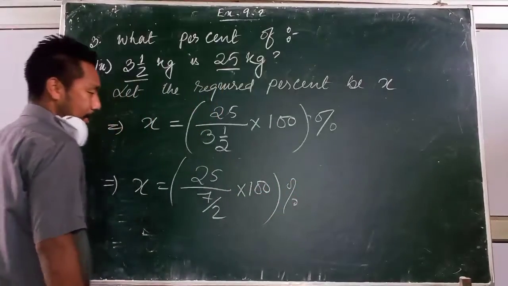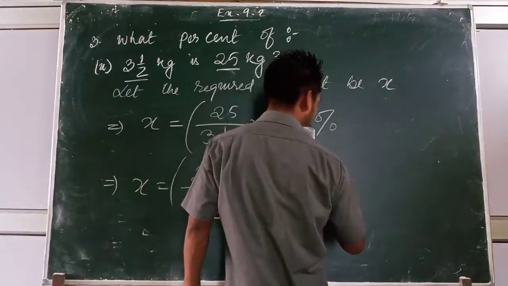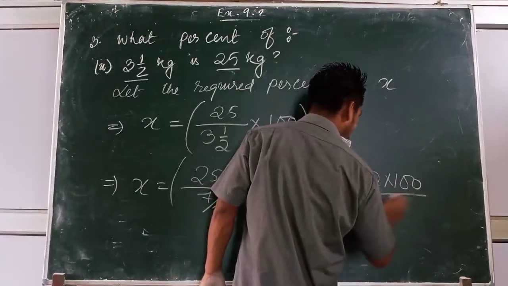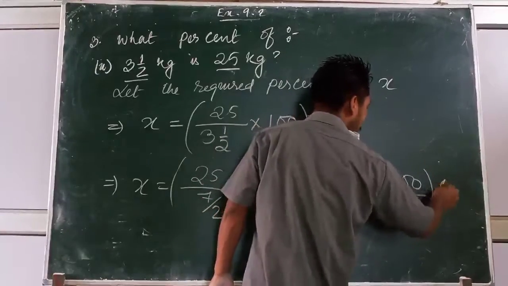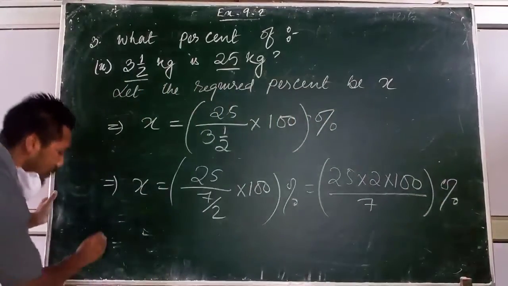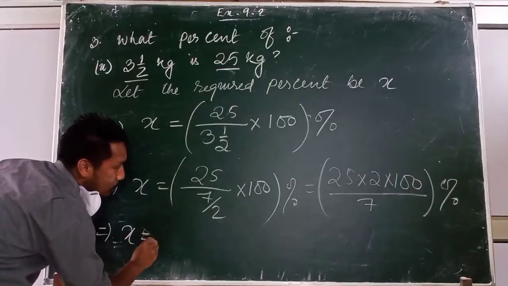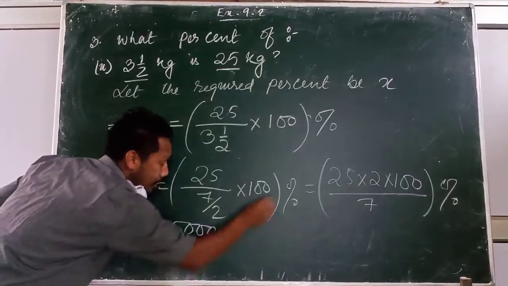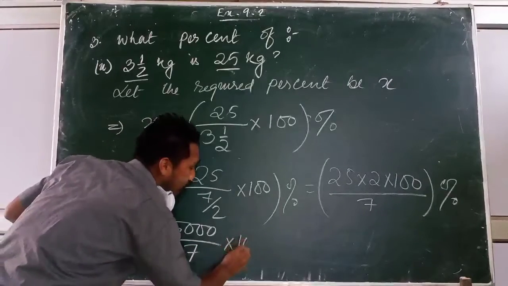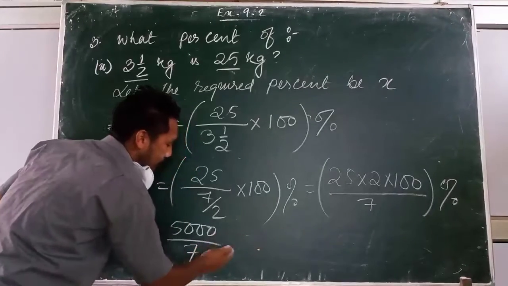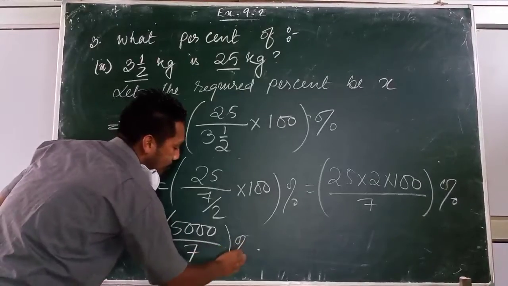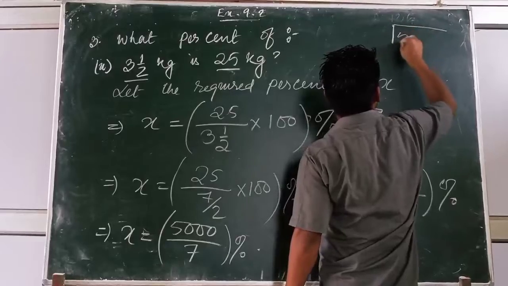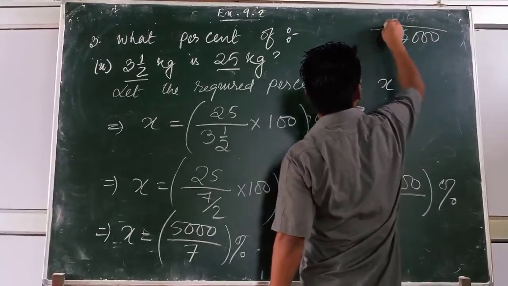So again, if you calculate this one, that becomes 25 into 2 into 100 divided by 7, percent. So your answer will be x is equal to 5,000 divided by 7. Downside we have 7 into 100, we have already multiplied, so this will become percent. Now divide this 5,000 by 7.